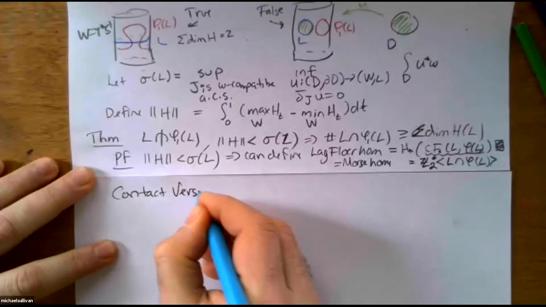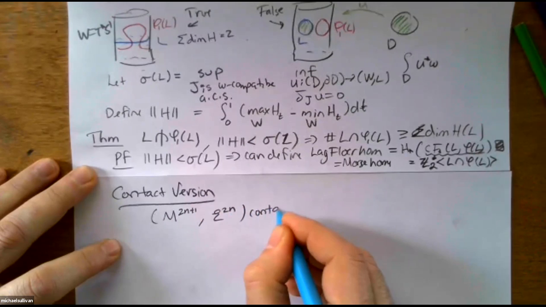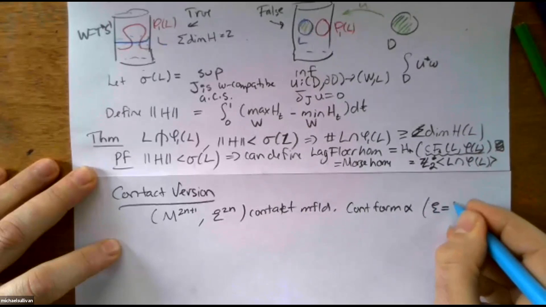Okay, so let's just set up some notation. I have an odd dimensional manifold, M, with a 2n dimensional distribution, C. Let's say that's our contact manifold. And let's say we have a contact form, alpha. So that means, for those that don't know, that C is the kernel of alpha.